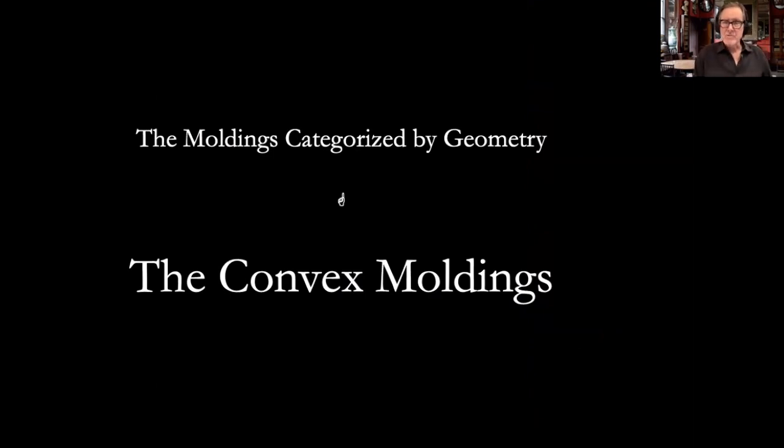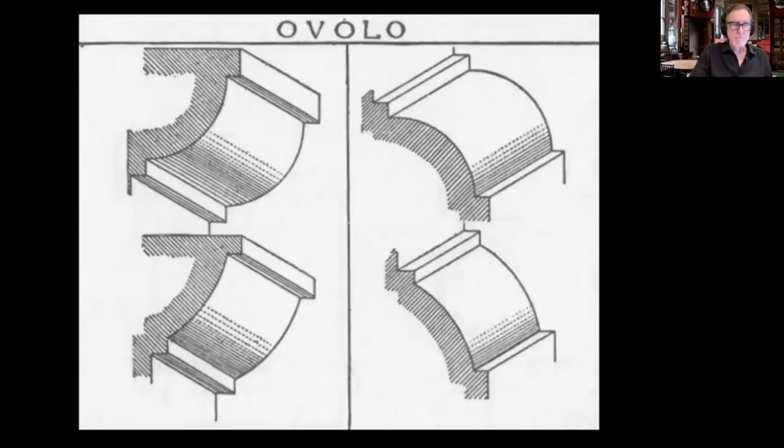So that's it for the straight moldings. Our second category are the convex moldings. These are curved moldings which extend outward, which are convex. And the first one, a very important molding, is the ovolo. The ovolo. So I am going to go to the whiteboard, and we will draw the ovolo together.